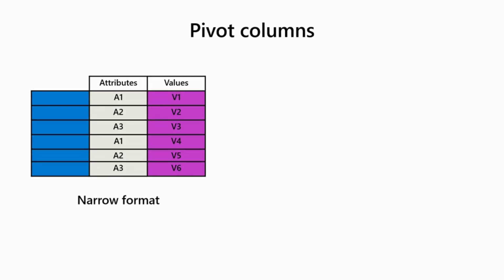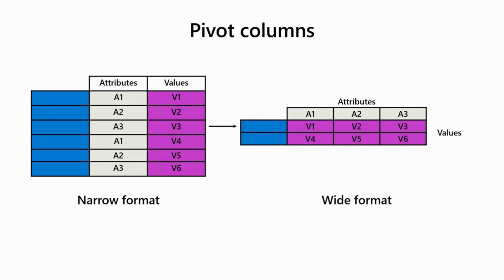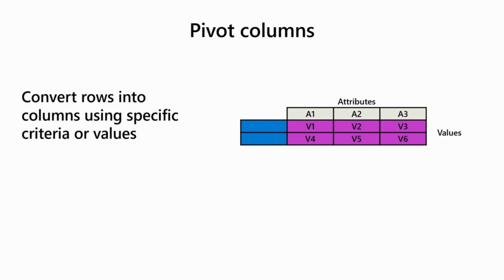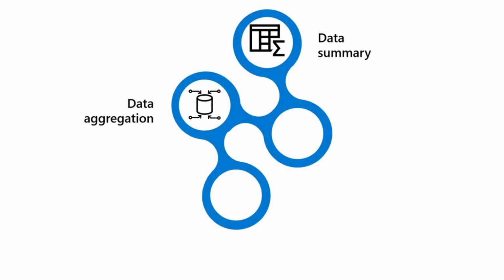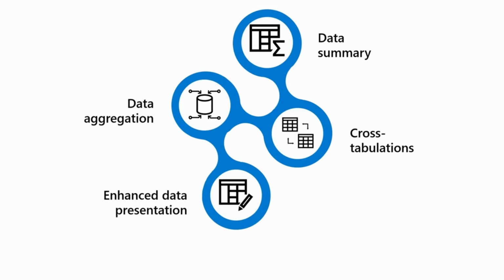On the other hand, the pivot operation refers to the transformation of data from a narrow format with fewer columns to a wide format with multiple columns by reorganizing the data structure. It enables data analysts to convert rows into columns based on specific criteria or values. This operation is often used to summarize and aggregate data, create cross-tabulations, and represent data in a more structured, easy-to-understand way for analysis and reporting.